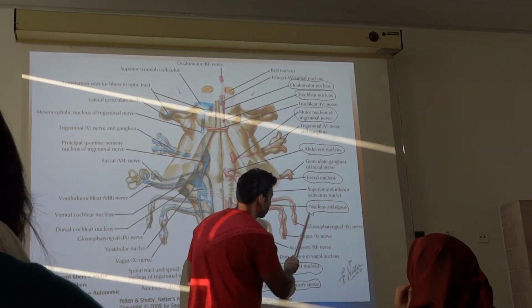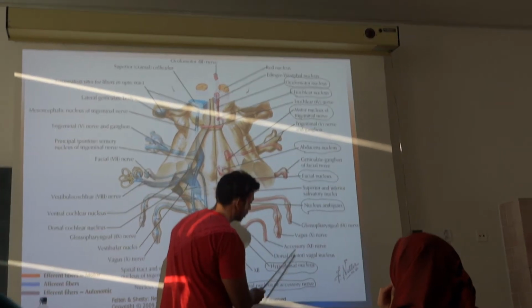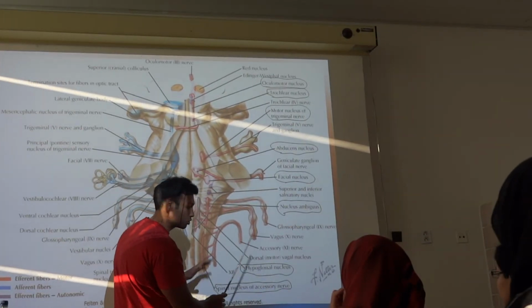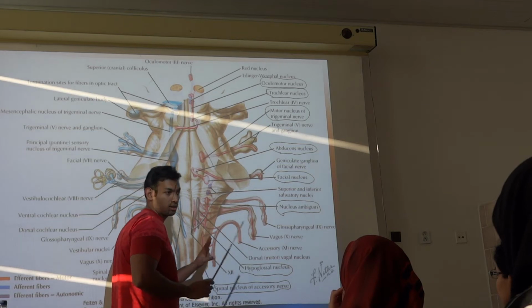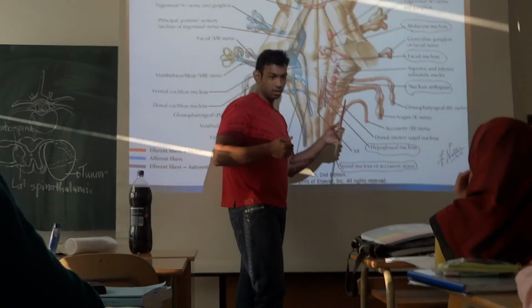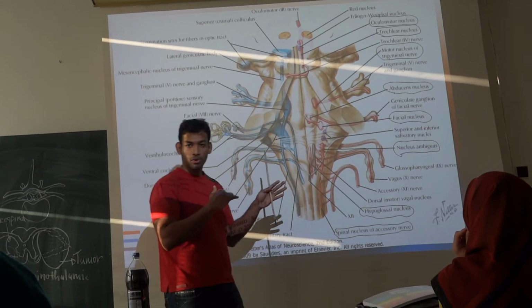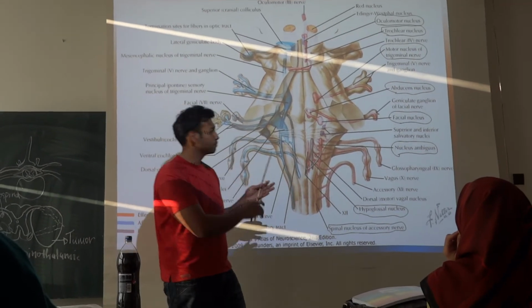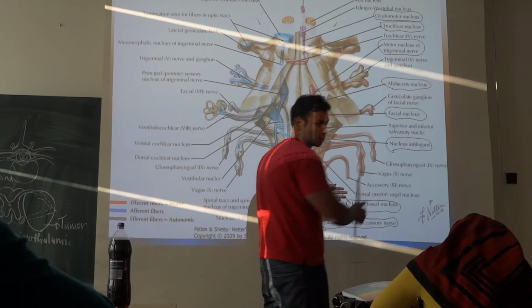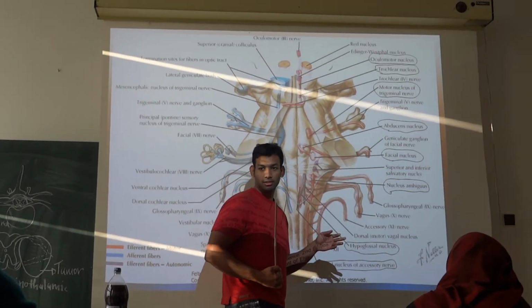I've circled all the ones with motor nuclei. Okay, there are other nuclei as well, but those don't control motor. They control other things like parasympathetic, sympathetic, and so on. All that is not motor. I'm concentrating on motor because I'm talking about paralysis. Okay? And facial controls all that. Face.